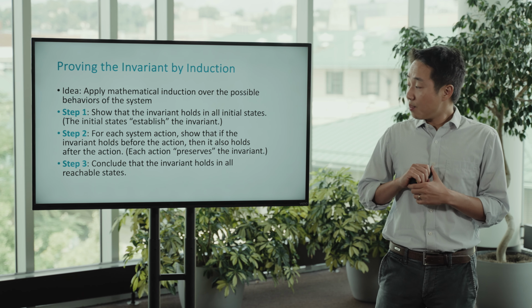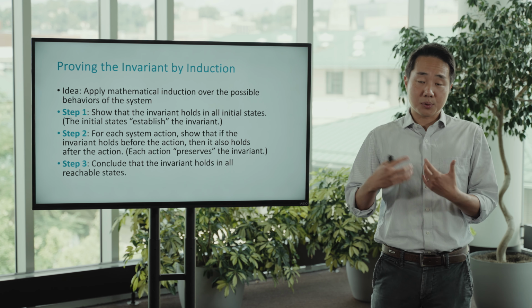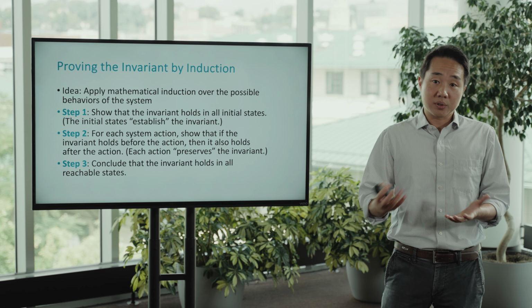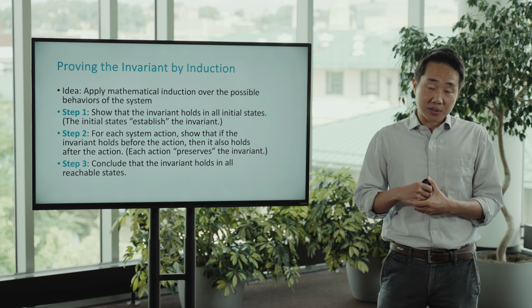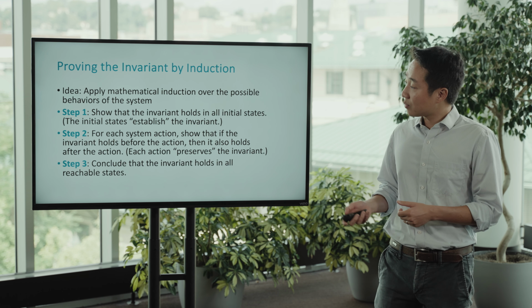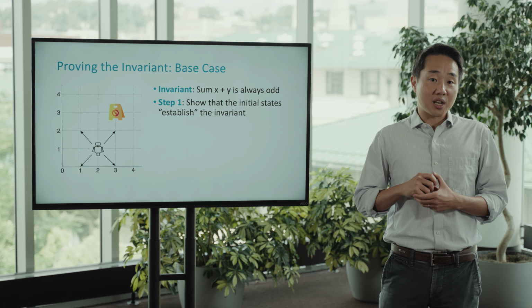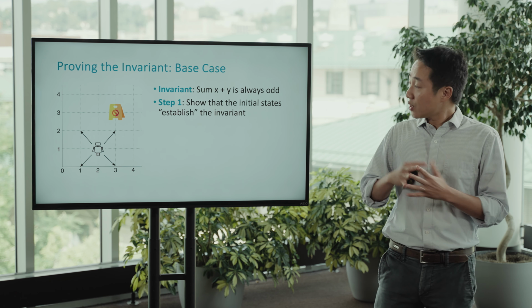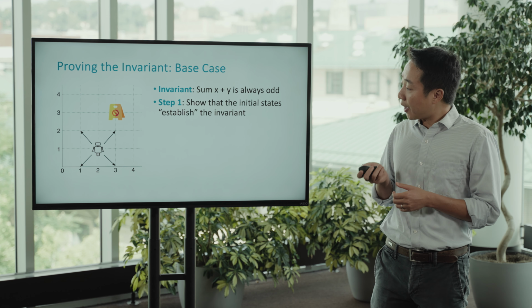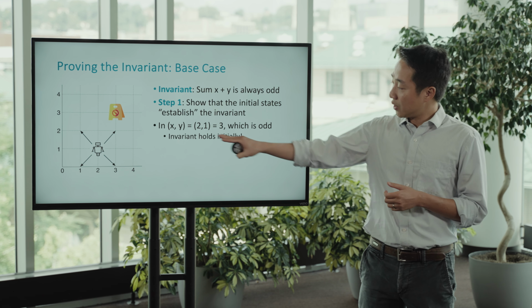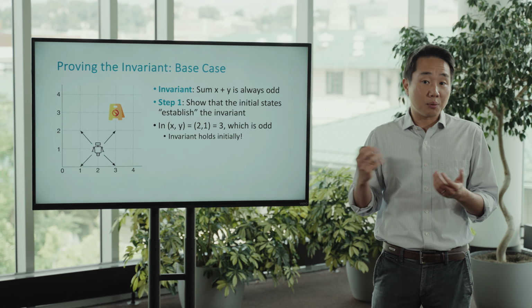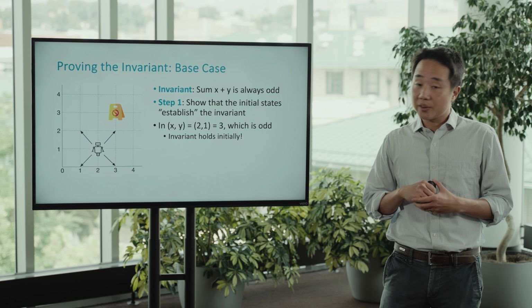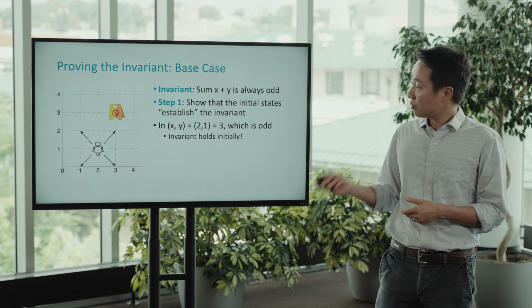And in the last step, if you can show that the first 2 steps hold, then based on the principles of induction, we can conclude that the system indeed satisfies the invariant over every possible state. So going back to our example here, let's start with the base case. In the initial state, we know that the robot starts in the location 2-1, where if you sum up those numbers, that's an odd number. Therefore, we know that the invariant holds in the initial state.